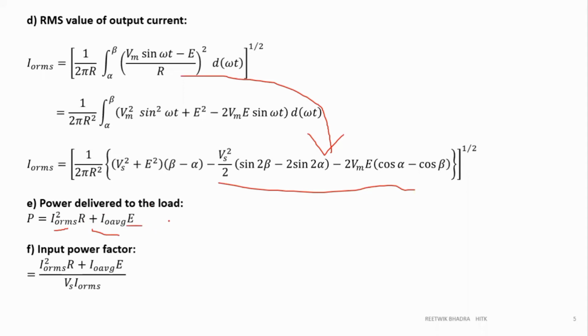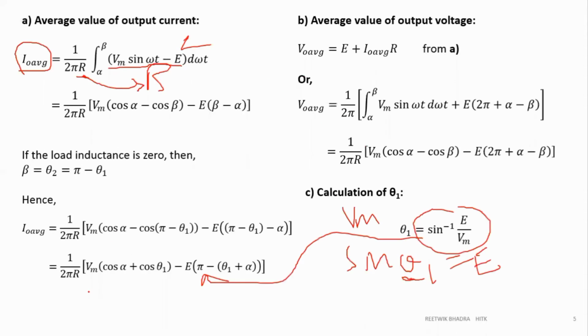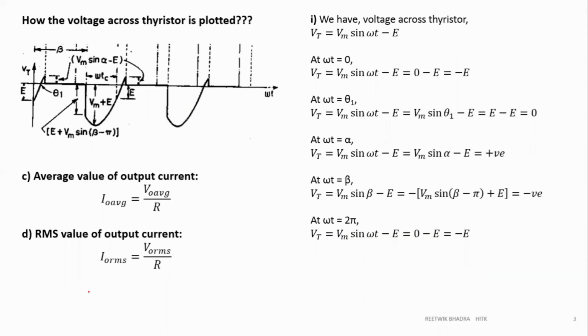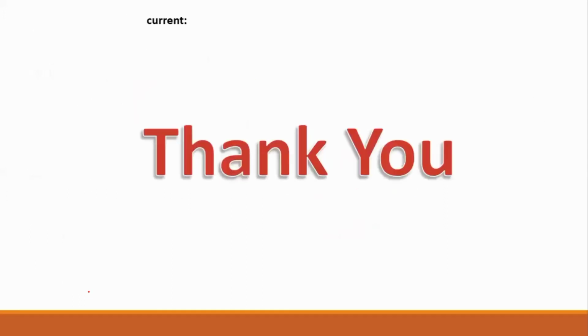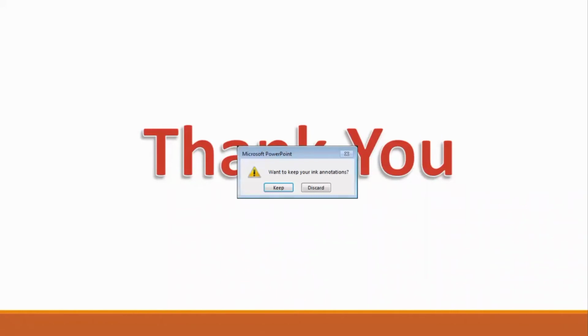This is very important. And input power factor is given by I naught RMS square R plus I naught average E, this value divided by Vs I naught RMS. This is the value of your input power factor. So all these formulas you should know. I am telling you to make a list of that. So this is the end of the last day's continuing lecture.